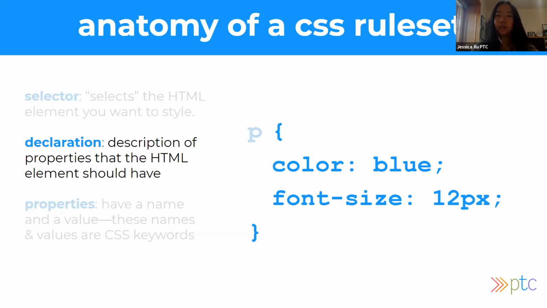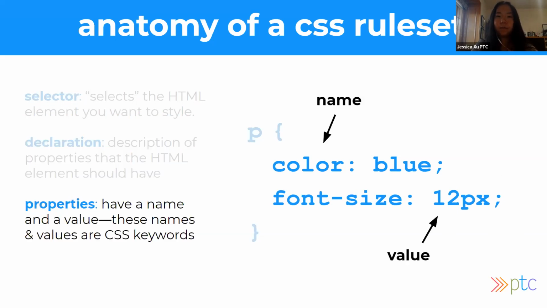You follow the selector with a set of curly brackets, which contains the second part of the rule sets, the declaration. The declaration describes how you want the elements you've selected to look. In other words, it lists out the properties that you want these elements to have. Each line in your declaration should have two parts, a property name and a corresponding property value. The property name identifies which property you want to change. So this could look like things like color or font size. And property values describe what you want to change the property to, for example, blue or 12 pixels. You should end each line with a semicolon in order to tell the computer that you're done describing this property.